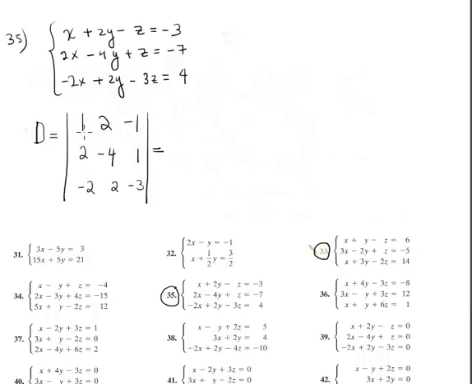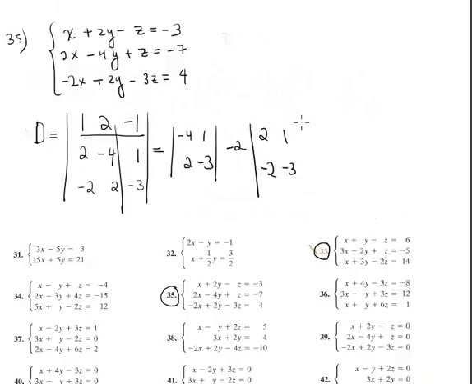Okay, again, as always, let's expand using row number 1. This is 1 times the determinant negative 4, 1, 2, negative 3. Minus 2 times the determinant 2, 1, negative 2, negative 3. Minus the determinant 2, negative 4, negative 2 and 2.